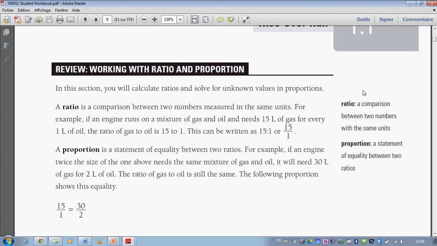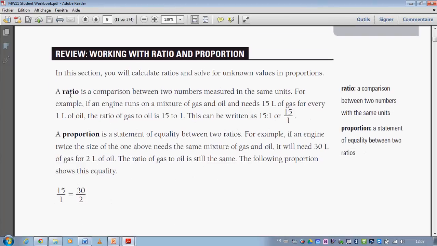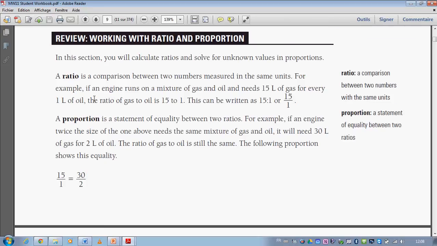When we start that, in your workbook, it talks to you about ratio and proportion. What you really need to understand is that a ratio, for lack of a better term, gives you the ratio between two things. So for example, here you've got 15 liters of gas for every 1 liter of oil. Now, as soon as you start taking two ratios and putting them together, that's when you get a proportion.